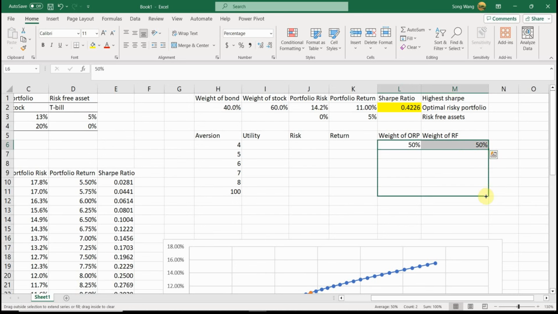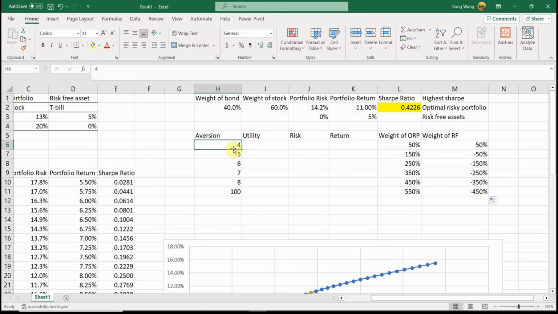and then drag it all the way down. You can see that if the aversion indicator is lower, then this person is less risk averse. If aversion goes higher, then this person is more risk averse. That means for the same amount of risk, a more risk averse person is going to be less happy.